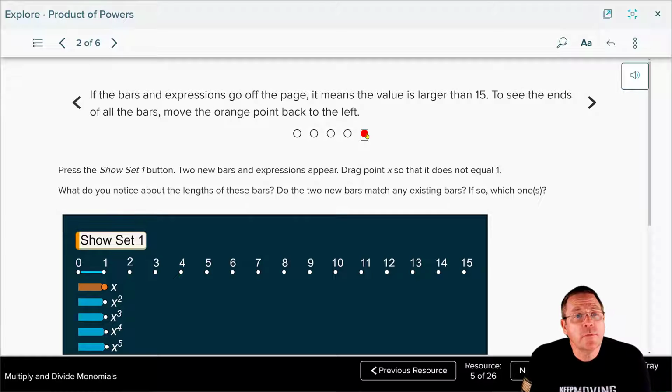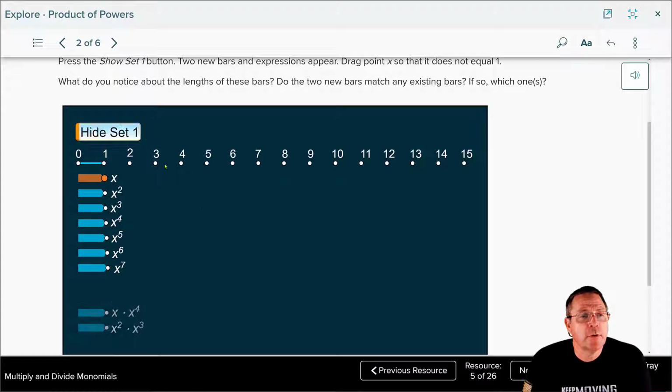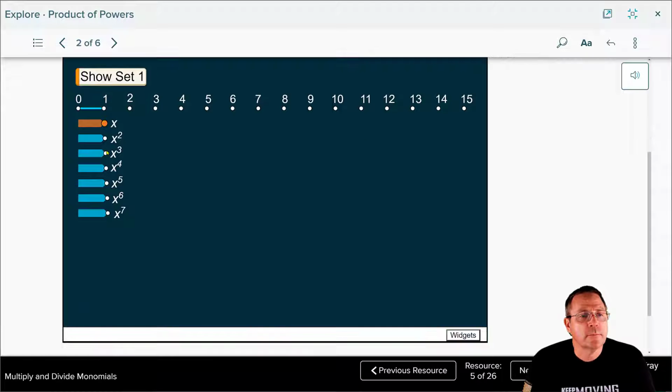If the bars and the expressions go off the page, it means the value is larger than 15, and to see the end of the bars, you have to move the orange point back to the left. Well, let's see if we can figure out how to do this. So we show set 1, and set 1 gives us X. And that X just goes to the 1 power. Okay, I see how this works now.